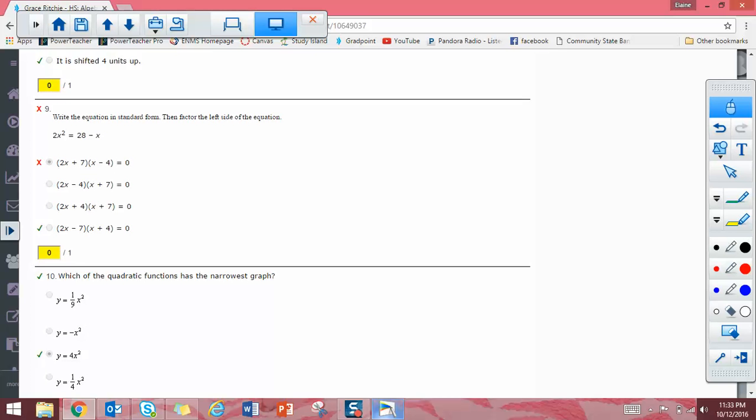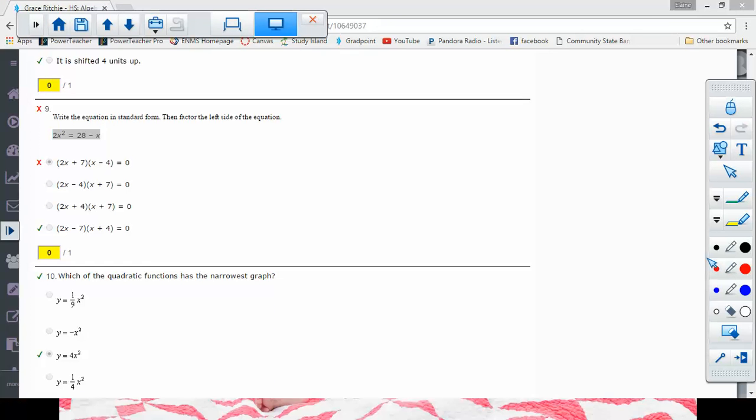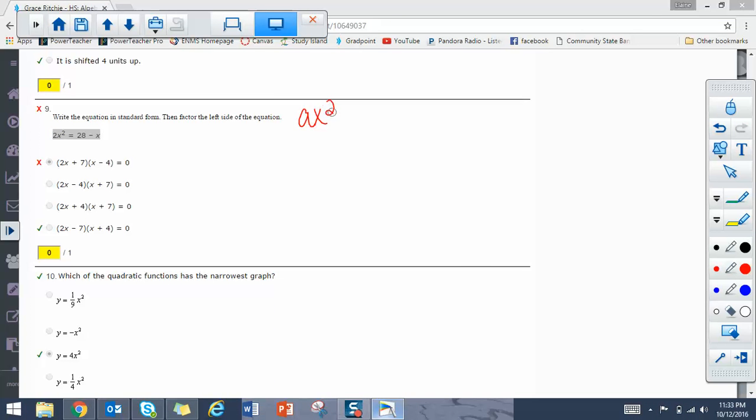Nine asks to write it in standard form and then factor. So standard form is ax squared plus bx plus c equal to 0. So we got to get everything on the same side.